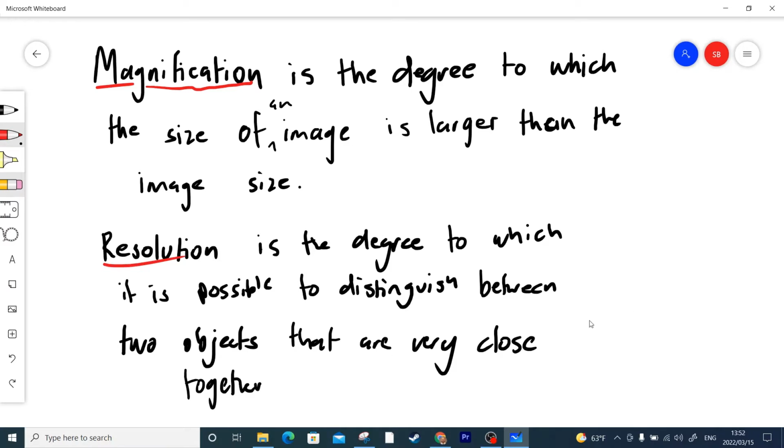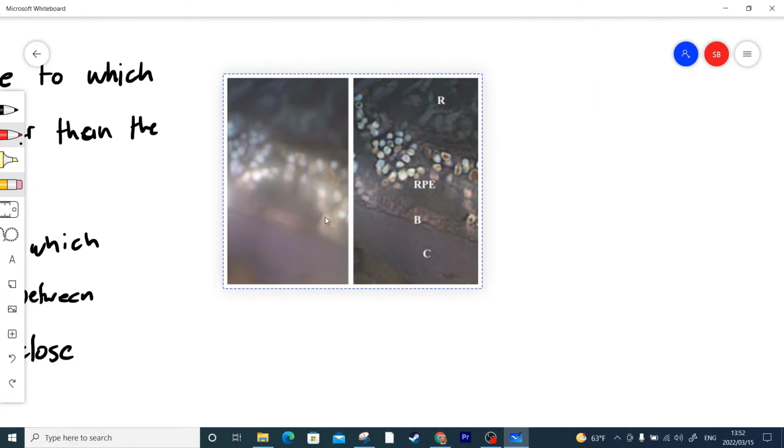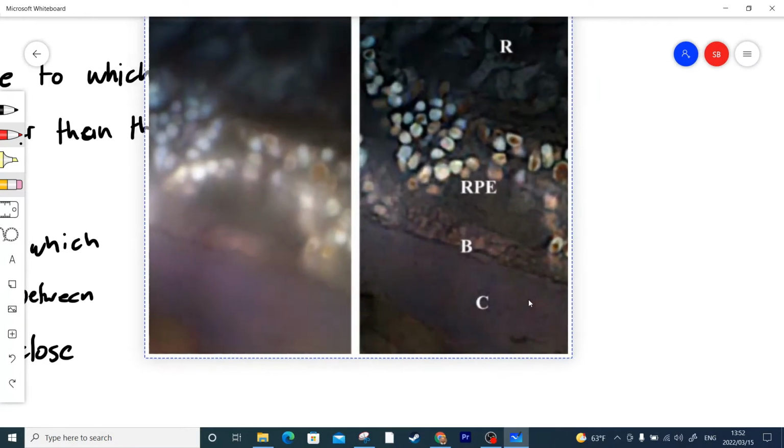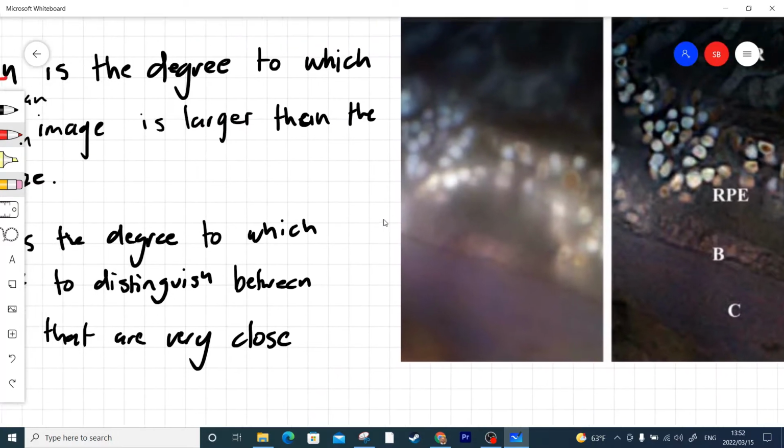So let's just give you an example. This example is not really of two objects, but really just of two images. So you can see the difference in resolution here. Obviously this image doesn't have a very good resolution, this one's got a better resolution, but if you note the difference between this cell over here and the one down here, that one's got a better resolution. Hope that makes sense.